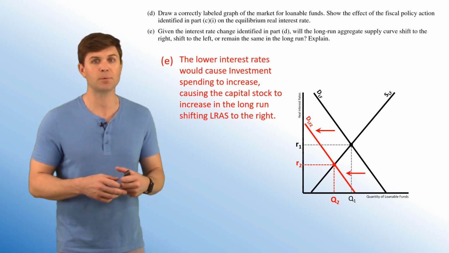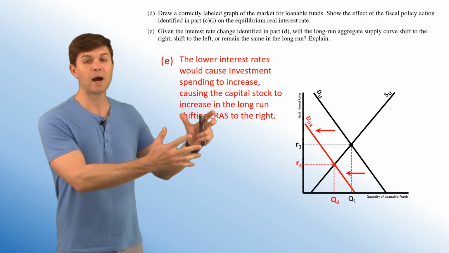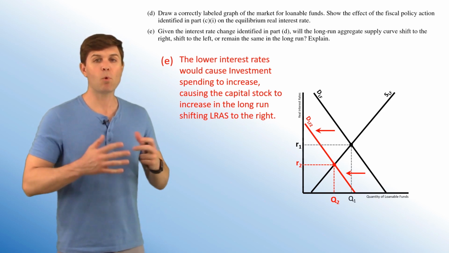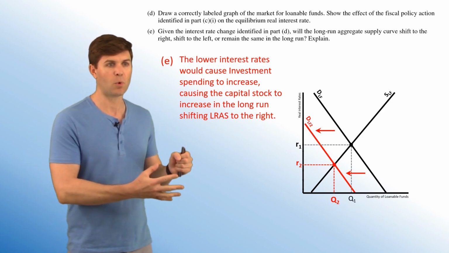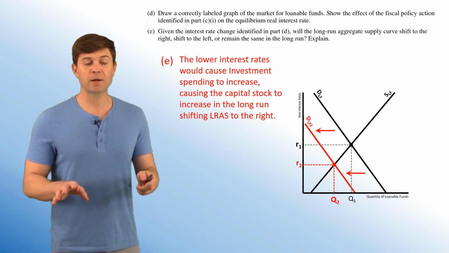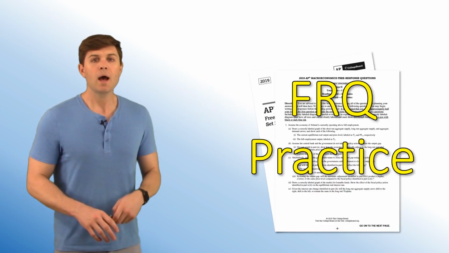If you were illustrating this on a production possibility frontier, that would shift outward in one way or the other. All right, more capital stock means we can produce more. All right, so that sums it up for that question. I think we've got all the points there.